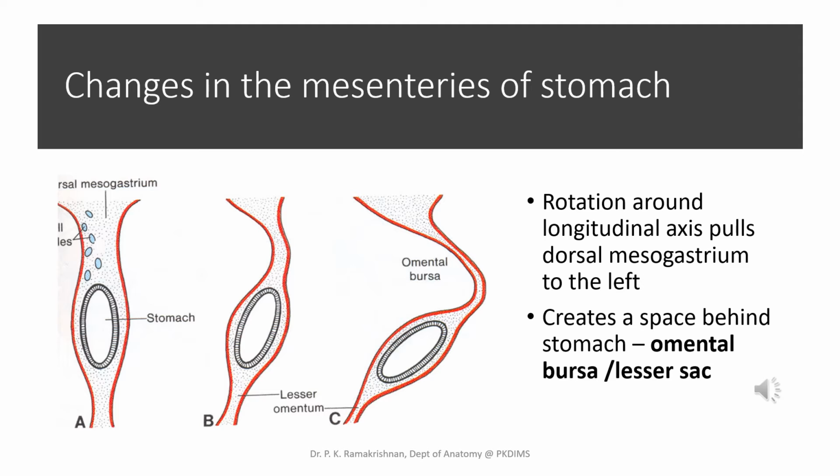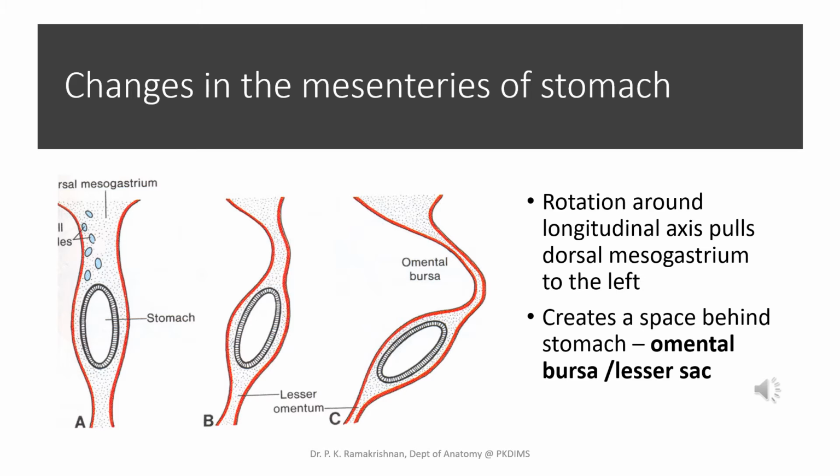And due to the rotation of the stomach as well as the disproportionate growth, the position of the dorsal and the ventral mesenteric connections is altered. Rotation about the longitudinal axis pulls the dorsal mesogastrium to the left, thus creating a space behind the stomach, which is called the omental bursa or the lesser sac of peritoneum. And this rotation also pulls the lesser omentum to the right.